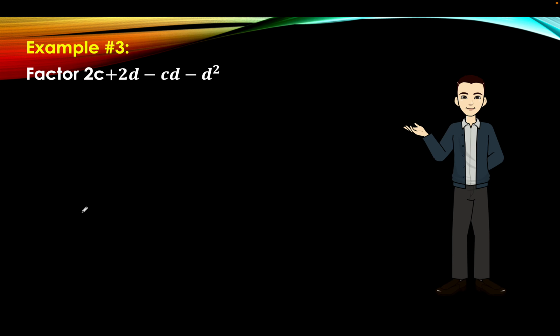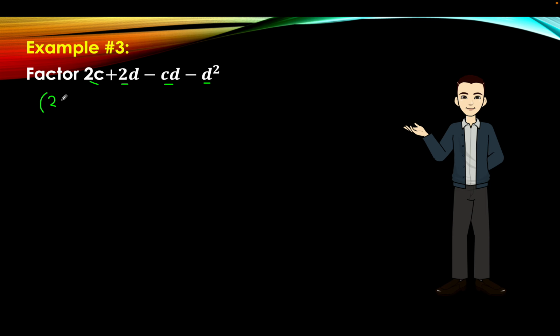Let's have another example. Given the polynomial 2c plus 2d minus cd minus d squared. In solving this example, I'll explain it as briefly as possible since I've already explained the procedures in greater depth using our first and second examples. And if ever you have missed some details, feel free to play back the video. In this polynomial, we can see that 2c and 2d have a common factor. The same also with negative cd and negative d squared. This means that we can group 2c and 2d as one group and negative cd and negative d squared as another group.